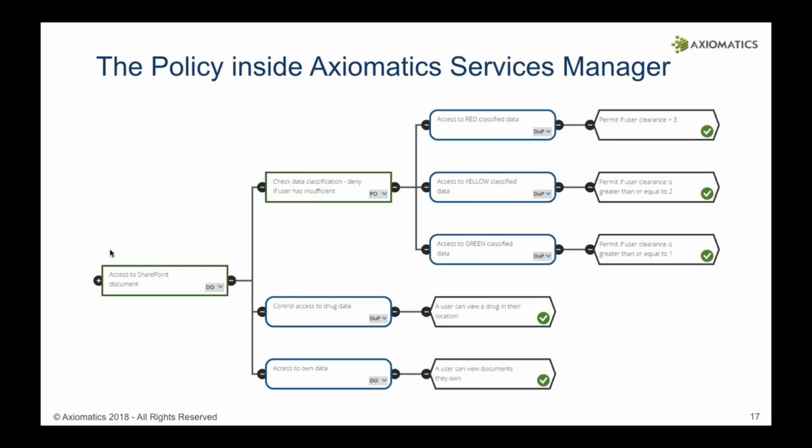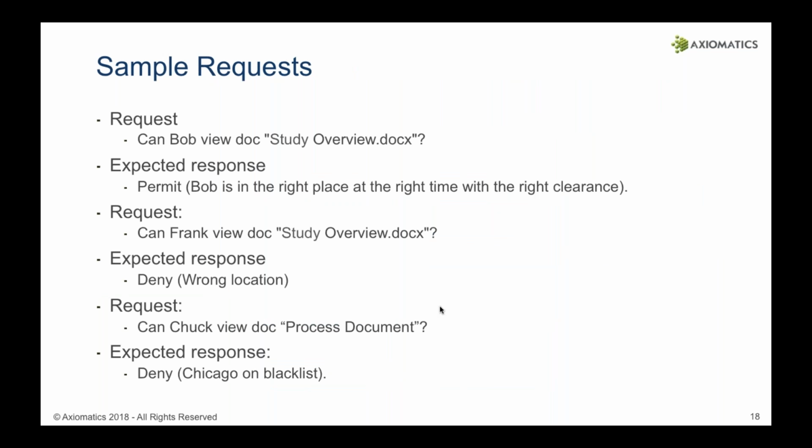We're going to apply policies, and what you see here is the workflow. The request comes in to access the SharePoint document, and we start to apply the policies to that and determine whether or not you have the right classification. If you have access to the red data, you will get a permit. If you don't, you will get denied. Same goes for controlling the drug data. If you're not supposed to have access there, you will either get denied or you will get access depending on your use case.